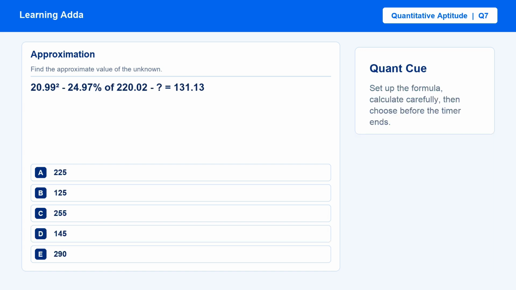Question 7. 20.99 squared minus 24.97% of 220.02 minus ? is equal to 131.13. Option A 225. Option B 125. Option C 255. Option D 145. Option E 290. The timer starts now.